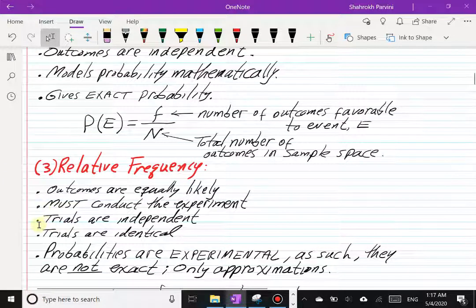Third bullet here, by the way, the trials are independent. When we use relative frequency, we assume trials are independent. A trial for us, by the way, is a repetition of an experiment. So if I toss a coin 5 times, then there are 5 trials of that experiment. The experiment is the toss of a fair coin. Now, trials are identical. Remember, because we have to conduct the experiment, we have to conduct it exactly in the same manner.